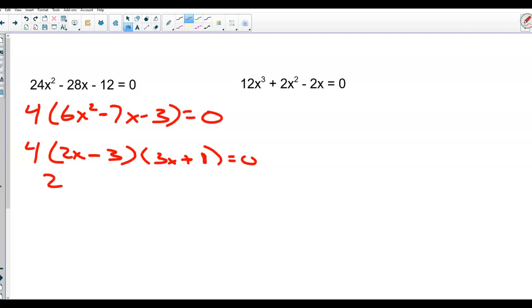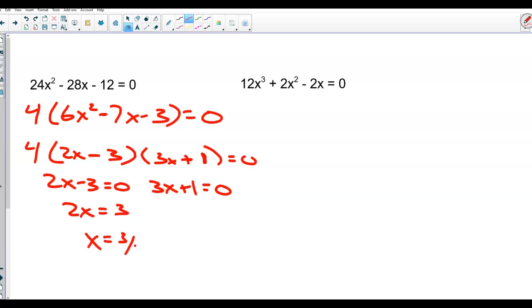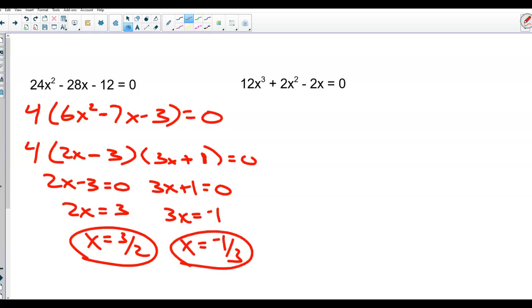And then from there, 2x minus 3 equals 0. 3x plus 1 equals 0, and we're solving. 2x equals 3. X equals 3 halves. 3x equals negative 1. X equals negative 1/3.